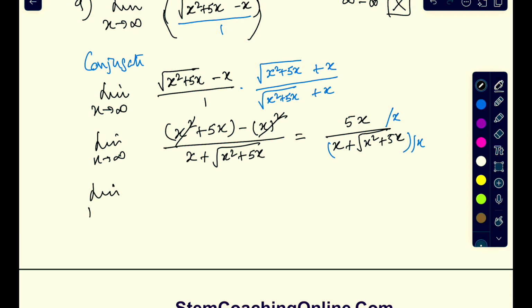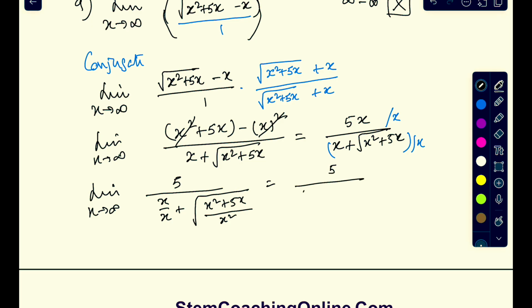This will give me 5 over x plus, if I do square root of x square plus 5x, and divide the whole thing by x, inside the square root it will become x square, right? So just for simplicity, it will be 5 over 1 plus square root of 1 plus 5 over x. Okay, now this is easy.